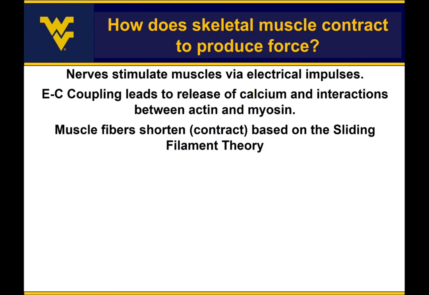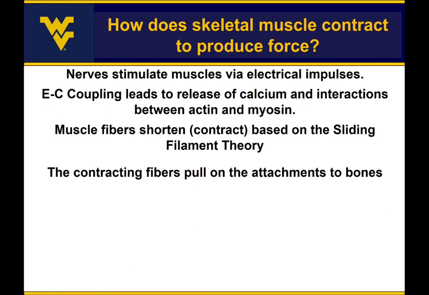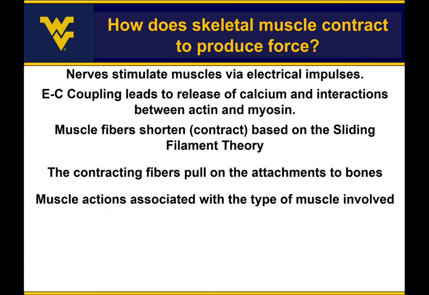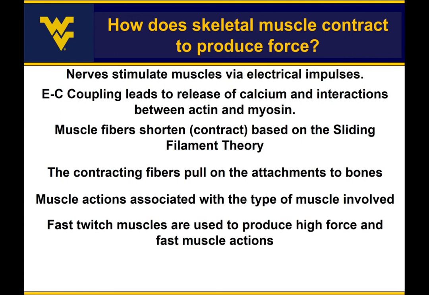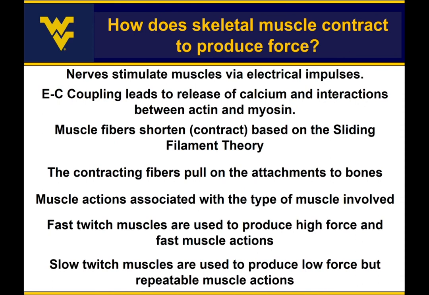Muscle fibers shorten or contract based on the sliding filament theory. So the myofilaments actin and myosin slide past each other within the sarcomeres, producing the contraction we see at the muscle level. The contracting fibers pull on the attachments to the bones. Muscle actions are associated with the type of muscle involved. Fast twitch muscles are used to produce high force and fast muscle actions, while slow twitch muscles are used to produce low force but repeatable muscle actions.